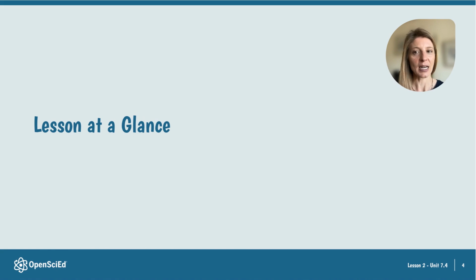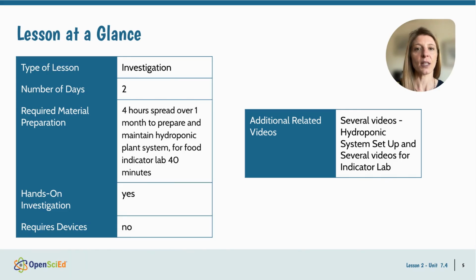Let's take a look at a lesson at a glance to see how we'll get our students through this lesson. Before we dive into the flow, let's look at the logistics. This is a 2-day investigation lesson. It requires a bit of lead time for the prep. You'll need about 4 hours spread over 1 month to prepare and maintain the hydroponics plant system so it's ready for day 1. For the food indicators lab on day 2, plan for about 40 minutes of active prep time.